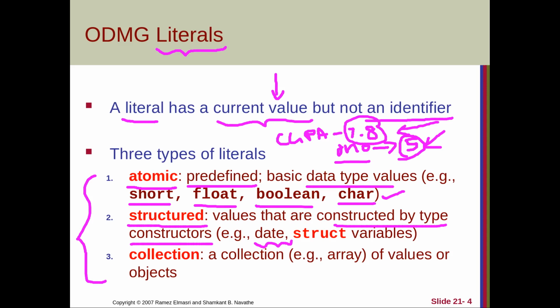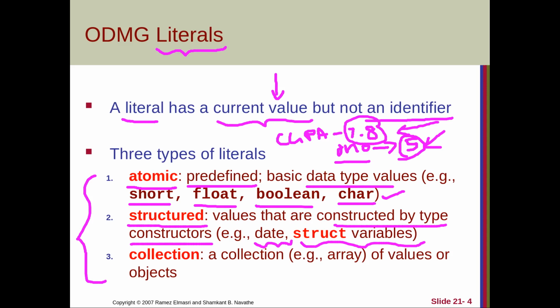Similarly, we can use struct variables also. For example, a name can be a structured type by providing the first name, middle name and last name. First name is of character type, middle name is of character type, last name is also of character type or string type. So these three values combine together to form a type. That is why it is called a structured literal.